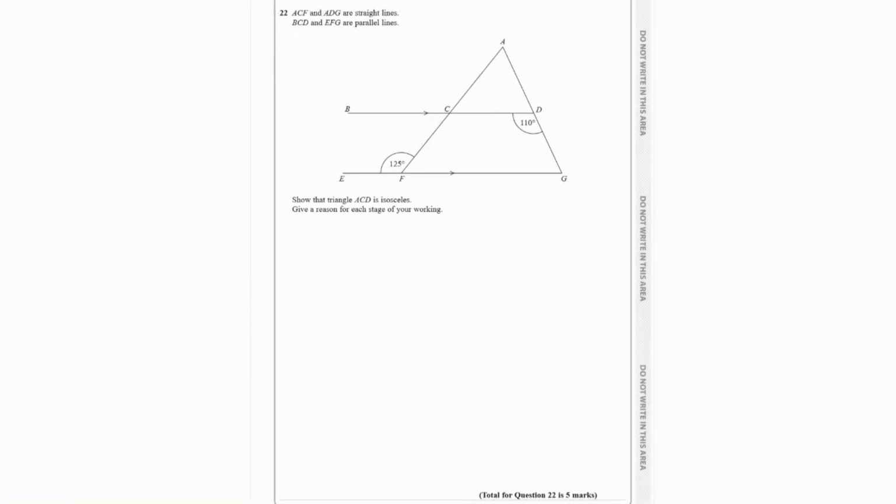Question 22. ACF and ADG are straight lines. BCD and EFG are parallel lines. Show that triangle ACD is isosceles. Give a reason for each stage of your working.